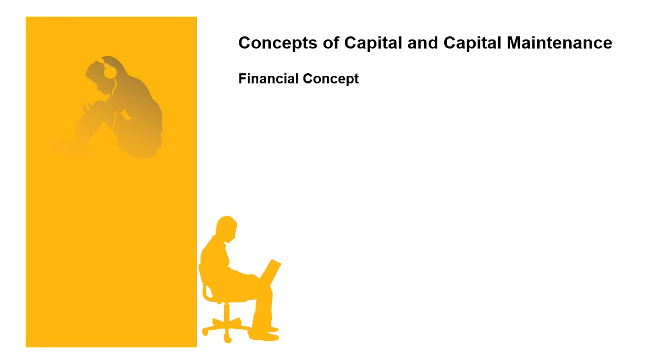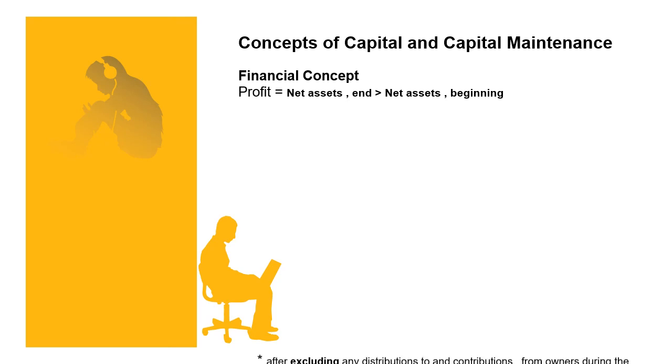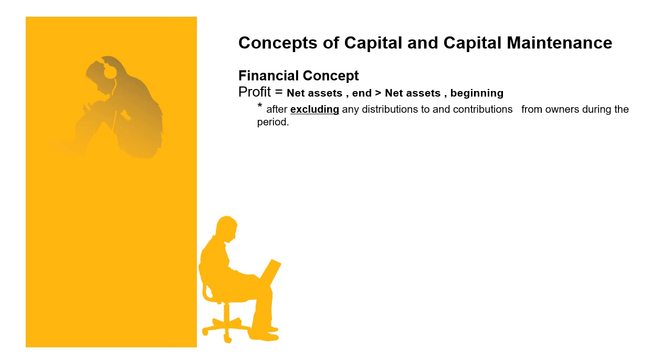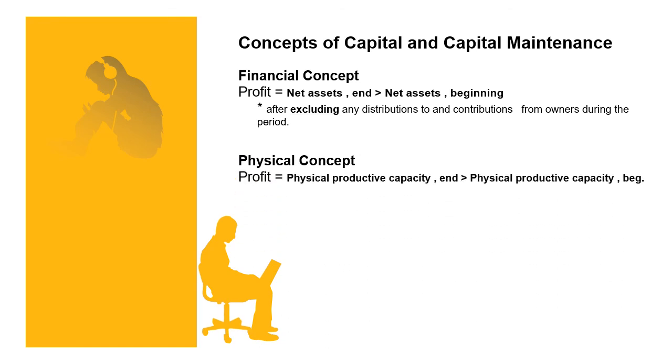Concepts of capital and capital maintenance. We have financial concept. Profit is the difference between the net assets end and the net assets beginning after excluding any distributions to and contributions from owner during the period. We also have the physical concept, wherein profit is the difference between the physical productive capacity end and the physical productive capacity beginning after excluding any distributions to and contributions from owner during the period. Note that under the financial concept, the difference between the net asset end and the net asset beginning after excluding any distribution to and contributions from owners. Distribution to yung withdrawal or contributions from owner yung additional investment from the owner.